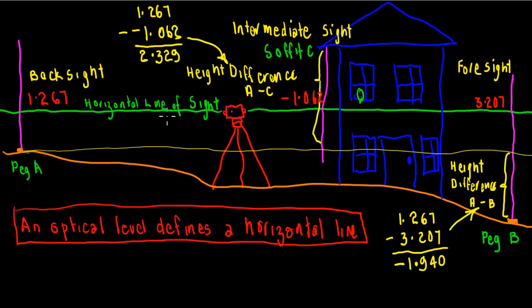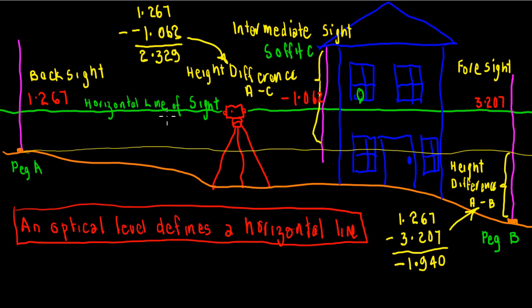Then if we're going to another point that we're going to move on forward from, we call that the foresight, and in this case peg B is a foresight, and the reading on peg B is 3.207. So straight away we can see from the picture that we can see more of the leveling staff. 3.207 is more than 1.267, and we can see that the difference in height between A and B would be negative. B is below A, and we usually show that as a negative.